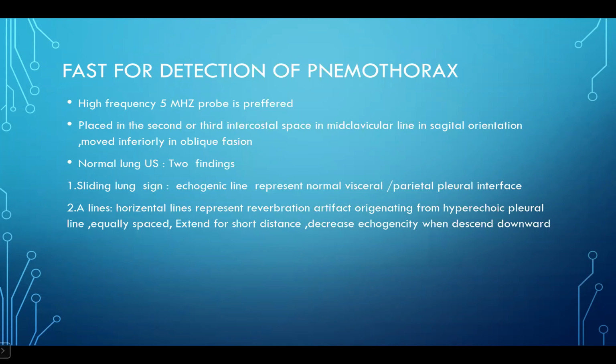The normal lung ultrasound has two findings, a sliding lung sign and the A lines. The sliding lung sign is the echogenic line representing the normal visceral and parietal pleural interface. The A lines are horizontal lines representing reverberation artifact originating from the hyperechoic pleural line; they are equally spaced, extend for a short distance, and decrease in echogenicity as they descend downward.